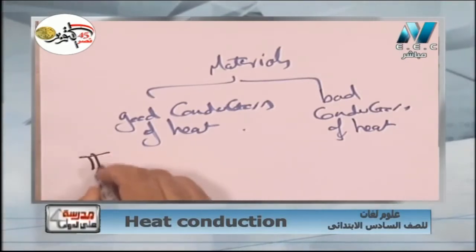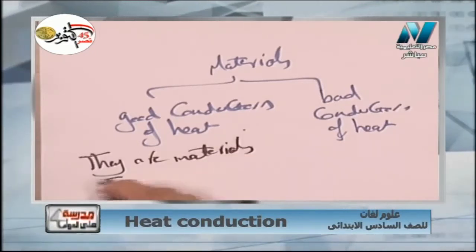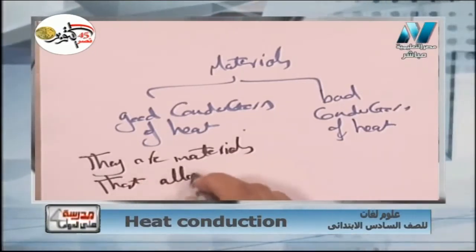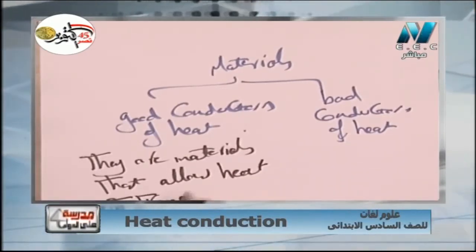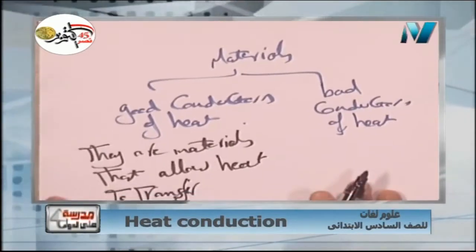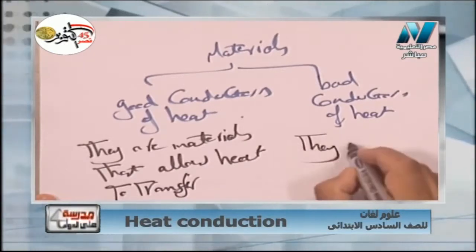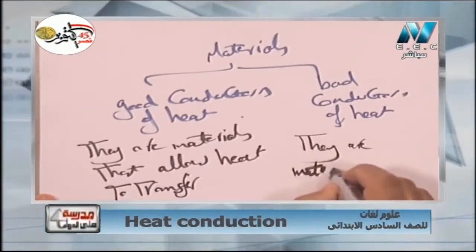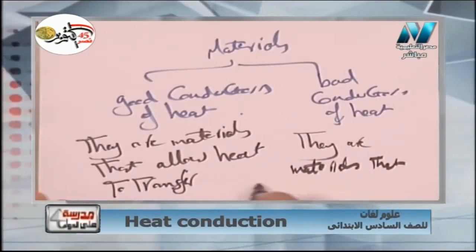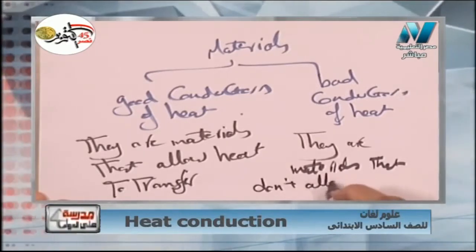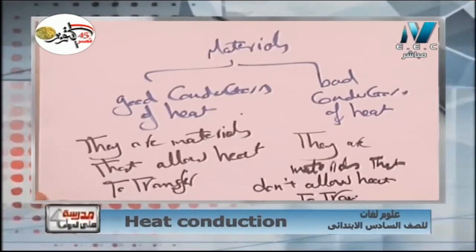materials that allow heat to transfer, they allow heat to pass through them, that is why they get very hot. Allow heat to transfer. So what about bad conductors? I can say they are materials that, of course the definition is very easy, I will just say the negative of it: don't allow heat to transfer, they don't allow heat to pass through them.